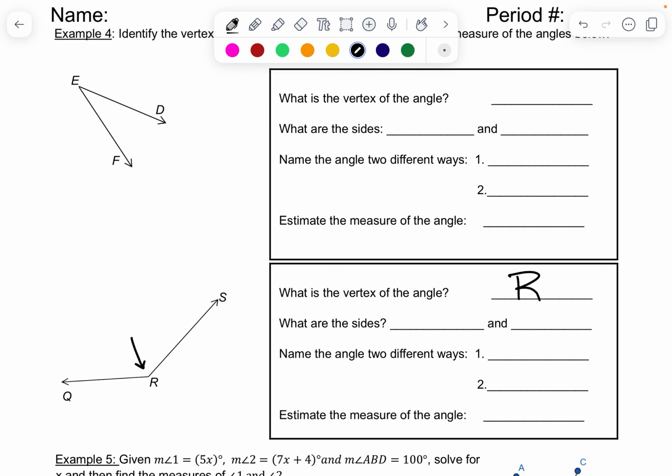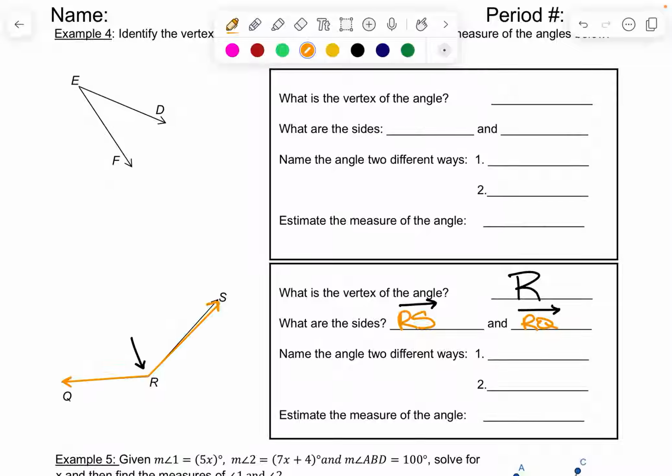The sides are both rays, so I need to use this sign above both of them. And then the first one's going to be R to S. Sorry, I don't know why that did that. It's just not letting me put a line on there for some reason. And the next one would be R to Q, RQ.